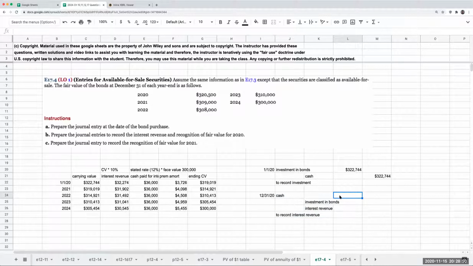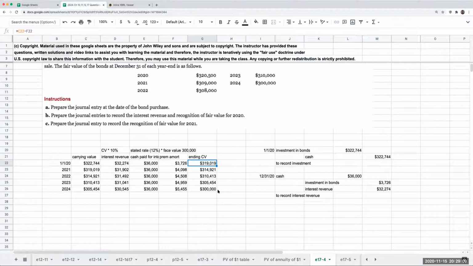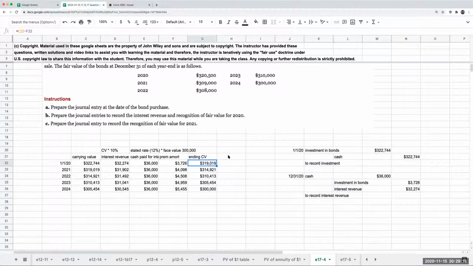We're still going to be receiving cash of 36 grand. The investment in bonds is going to be amortized. And then my interest revenue is going to be over here at 32,274. Now, once I have this here, my ending carrying value is going to be at 319. What it's telling me here is that my fair value of the bonds for 2020 is 320,500.